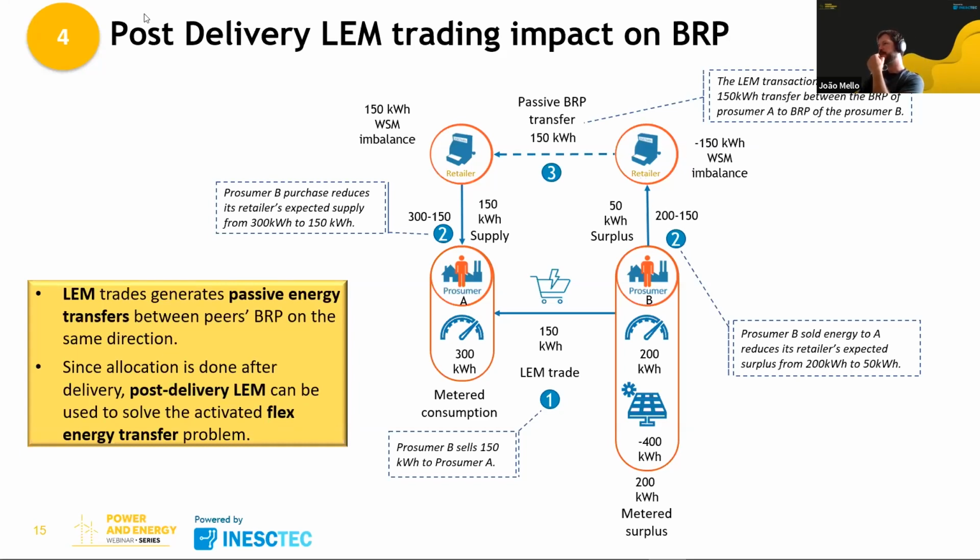I understand the question, because in fact, consumer B is consuming less than it was, so it's going to pay less for the grid. But they might have to pay for the use of the grid for the energy that is transferred from consumer B to A. So yeah, this is something that has to be considered by the regulators.